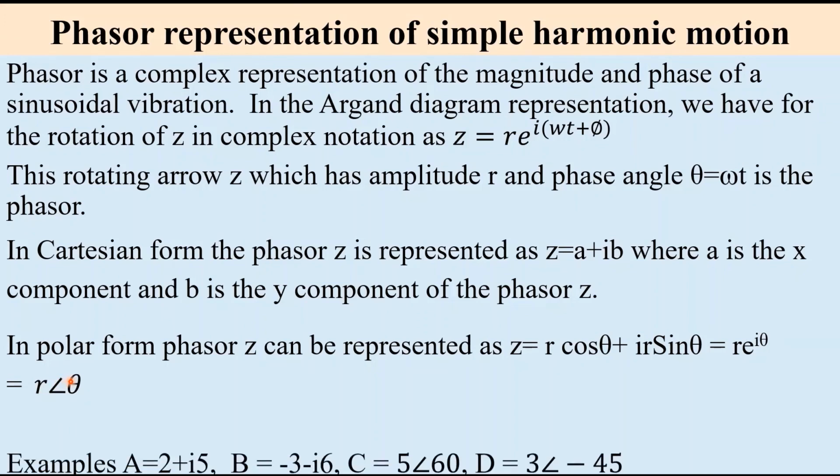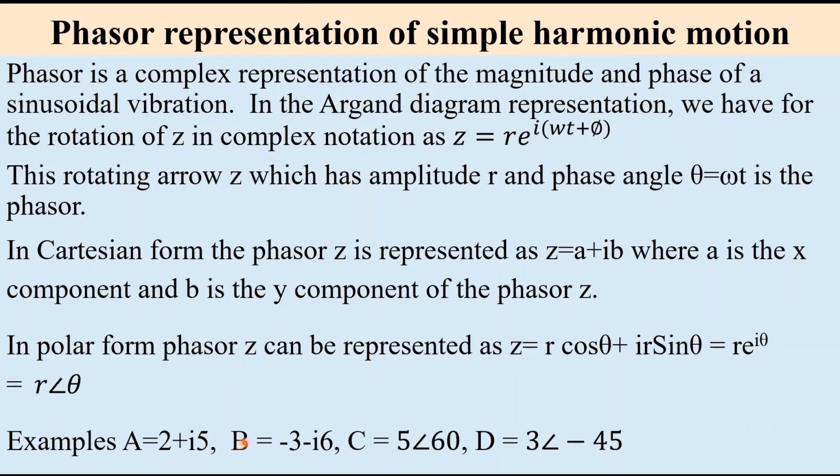Examples. So here A and B represent phasors in Cartesian form. So that is A is equal to 2 plus i5. So here small a is equal to 2 and small b is equal to 5. Similarly, in this particular case, C and D represent phasors in polar form. So C is equal to 5 angle 60. So here theta is equal to 60 and R is equal to 5. So this is how we can represent the phasors.